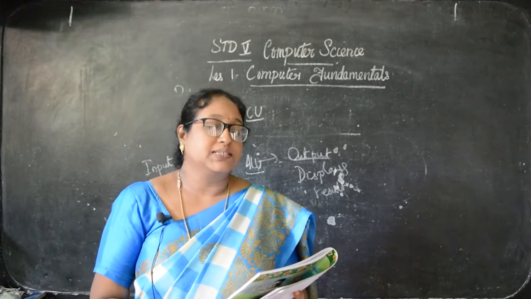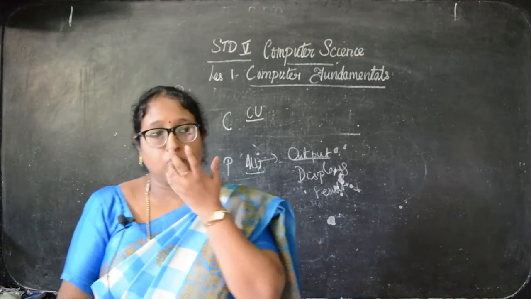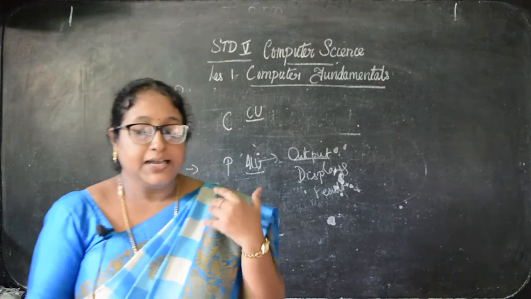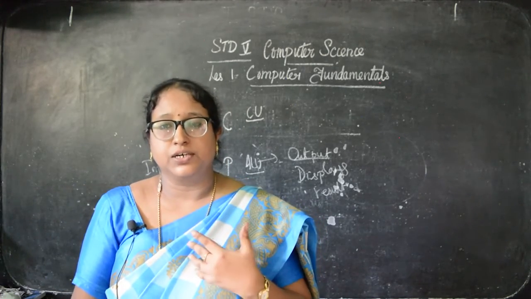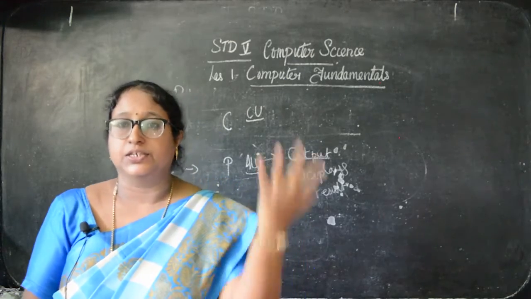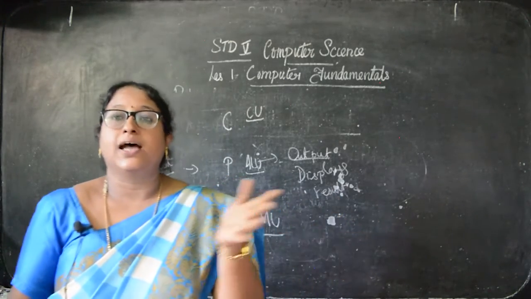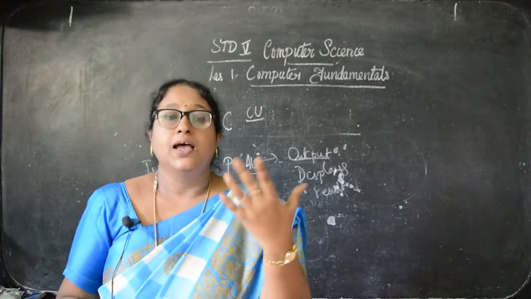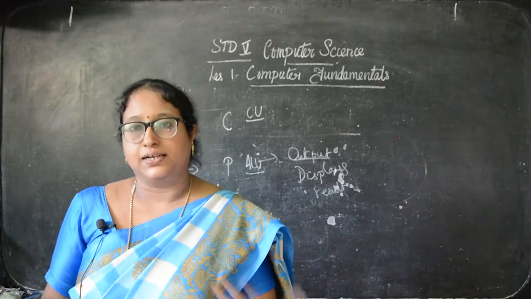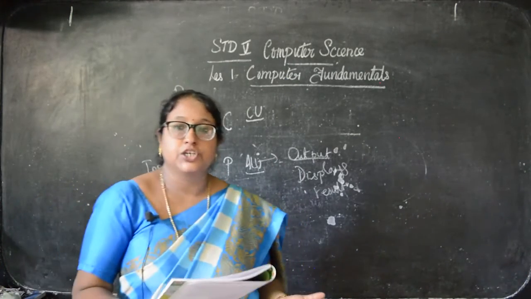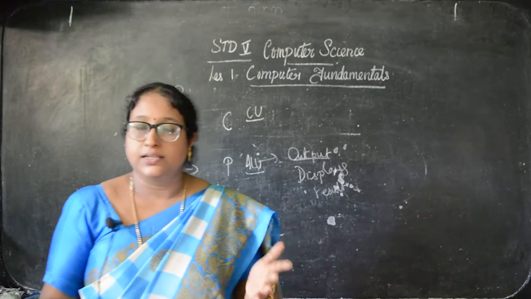The output unit serves as a communication link. So what is the work of the output unit? It serves as a communication. Communication means that I am talking to you. Same way in the computer, it is a communication link between the CPU and the users. So we are the users and there is a communication with the CPU. That's a link.